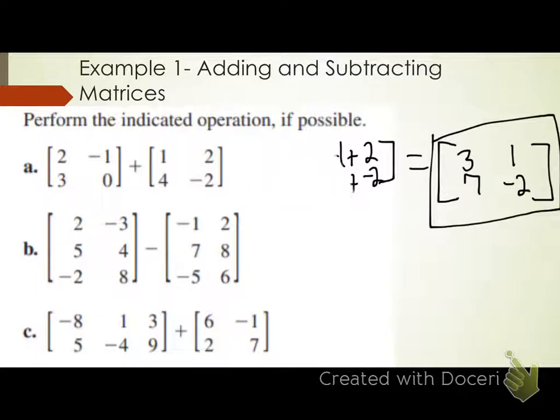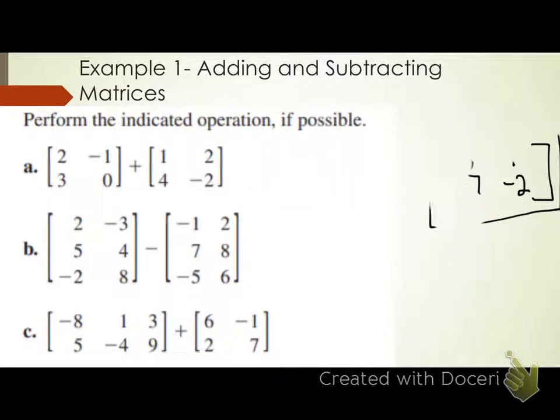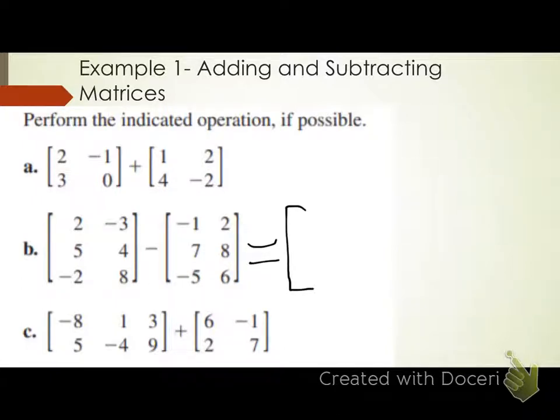So let me erase this, give myself a little bit of room. Now I've got two 3 by 2 matrices, and I'm subtracting them. So I'm going to do exactly like I did with addition, except I'm subtracting. So 2 and negative 1 are corresponding, so I'm going to do 2 minus negative 1 in that corresponding spot.